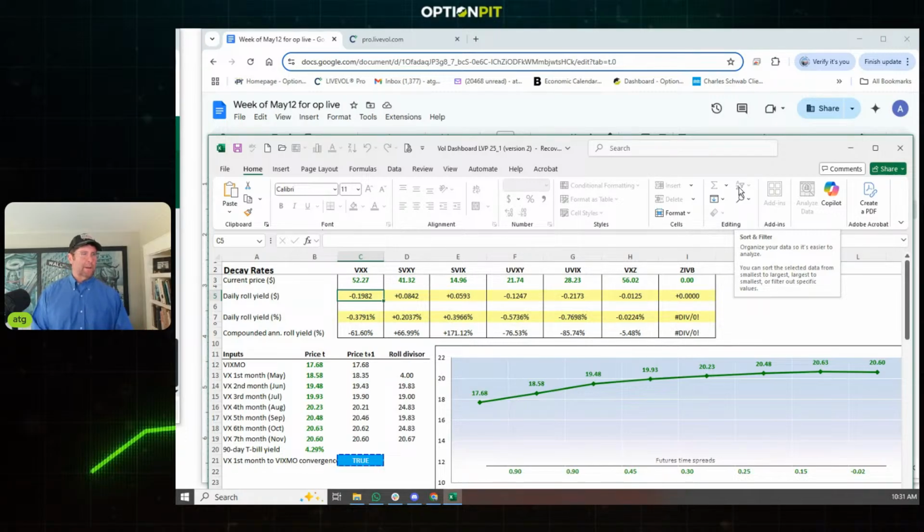What is VIXMO on the chart? VIXMO on the chart is the old VIX calculation.